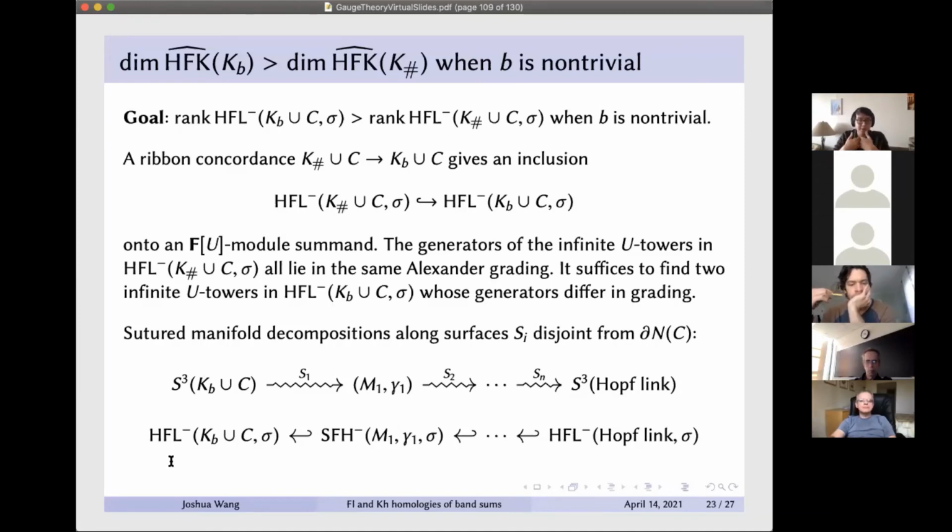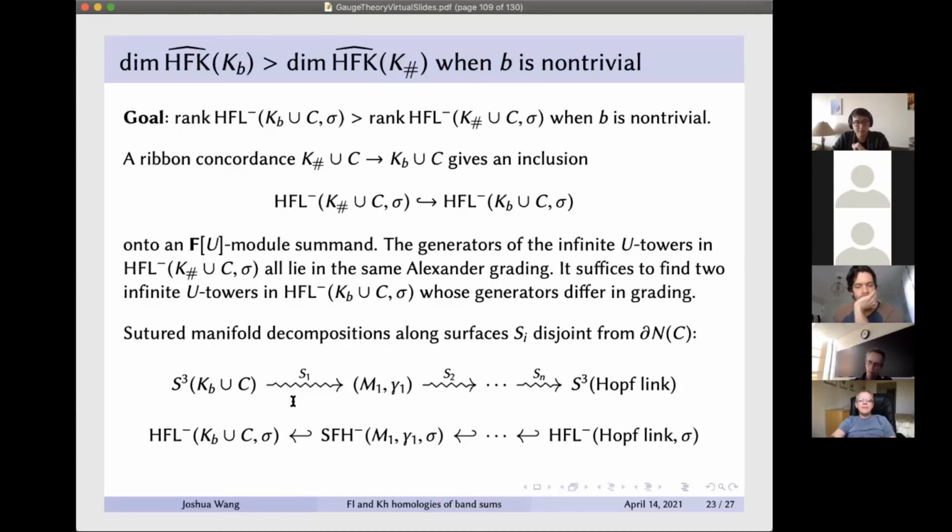Now, I'm not using normal link Floer homology in this context. I'm using a minus version, a funny minus version of link Floer homology. So what I need to use is not just sutured Floer homology, but a minus version of sutured Floer homology. And I can't just decompose along any old surface. I place some restrictions on the possible surfaces that I'm allowed to decompose along.